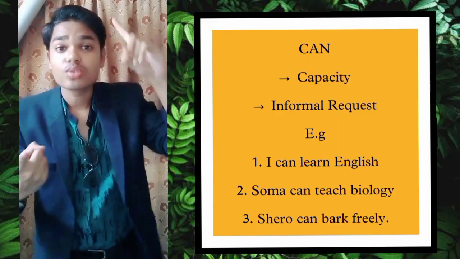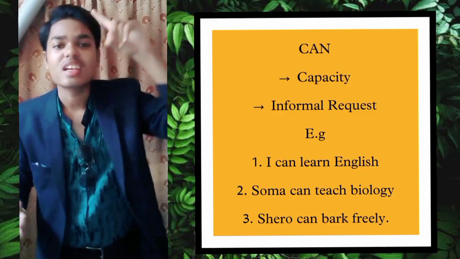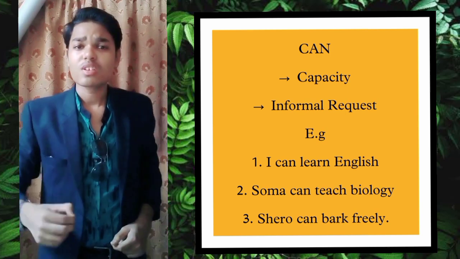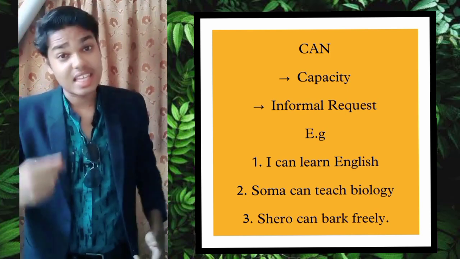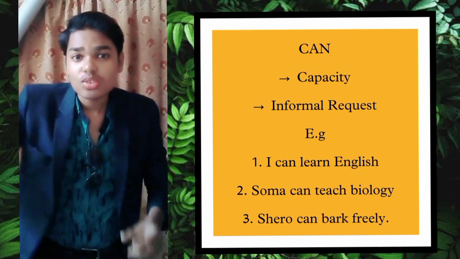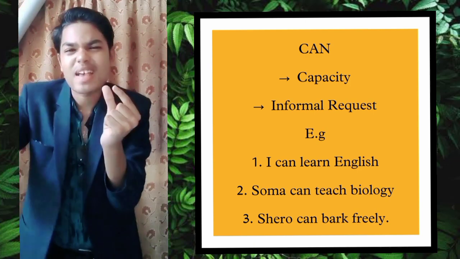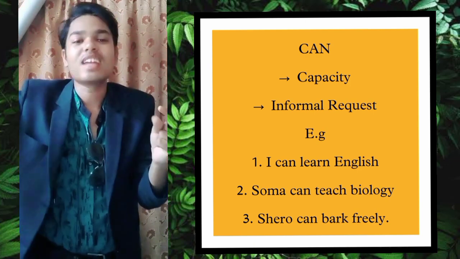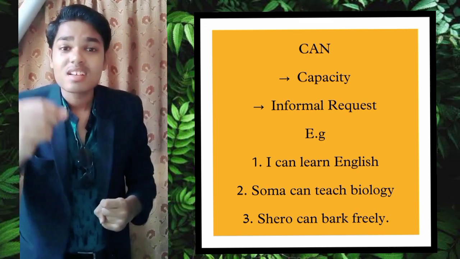Can is generally used to show capacity, ability and informal request. Capacity: Soma can teach biology, I can learn English, Shiro can bark. So here this can is referring to the capacity, the ability, that yes, they can do this. So here can is a modal verb.